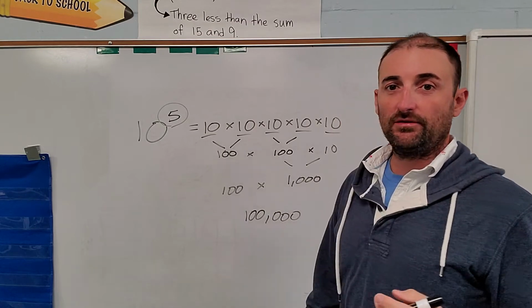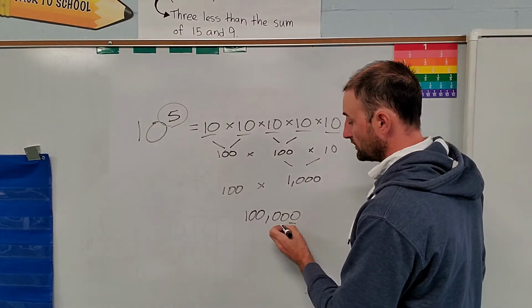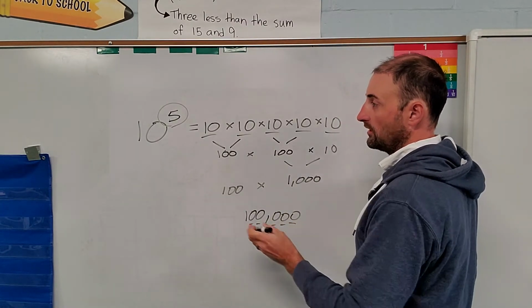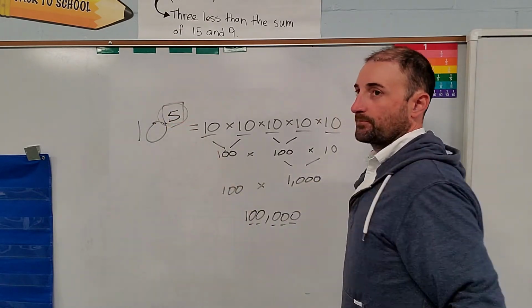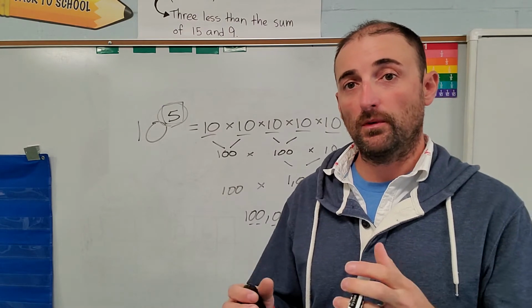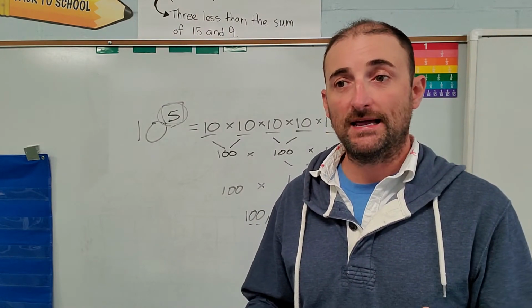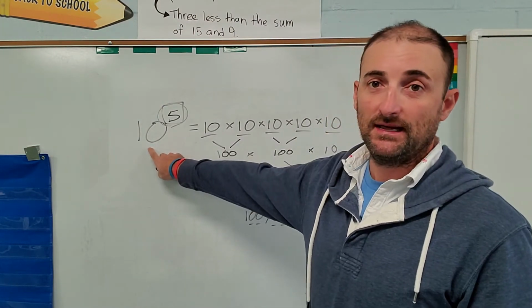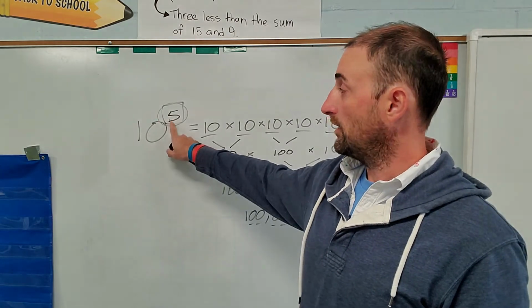Now look, let's count the number of zeros in 100,000. 1, 2, 3, 4, 5. Oh. The exponent's also going to tell us how many zeros are after the 1 when we're using powers with base 10. All right, this means base 10 because the base number is a 10. Our exponent's a 5.